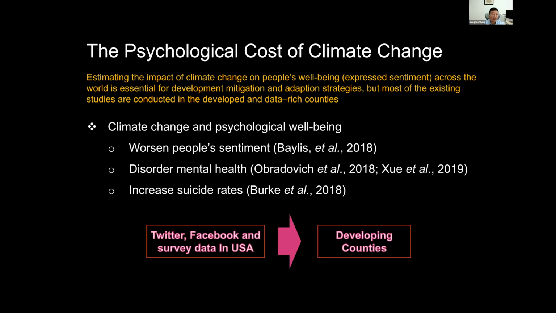Estimating the effect of climate change on people's well-being across the world is essential for developing mitigation and adaptation strategies. But most existing studies are conducted in developed and rich countries. For example, in the USA, Baylis studied how people's psychological well-being is linked with extreme weather. And Marshall Burke also studied how climate change will increase the suicide rate.